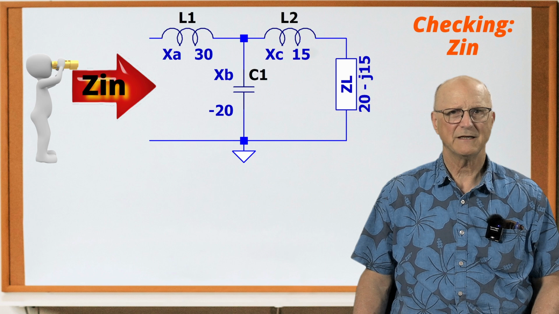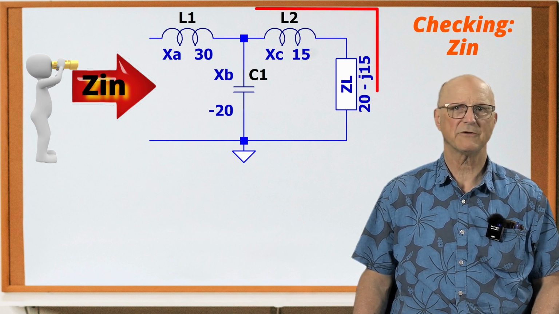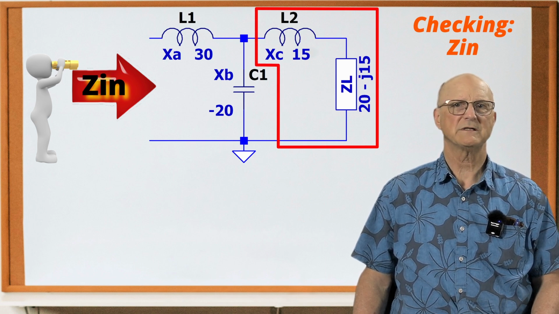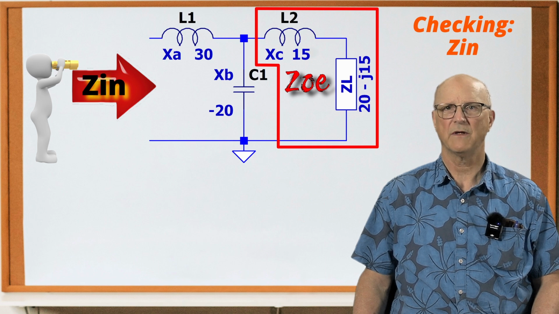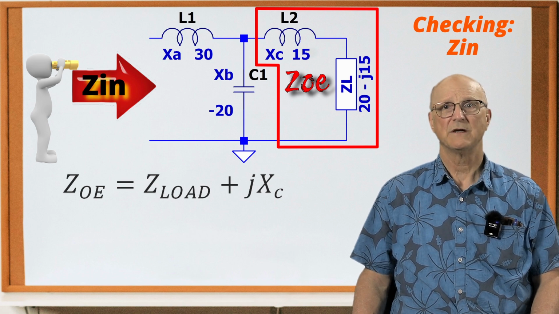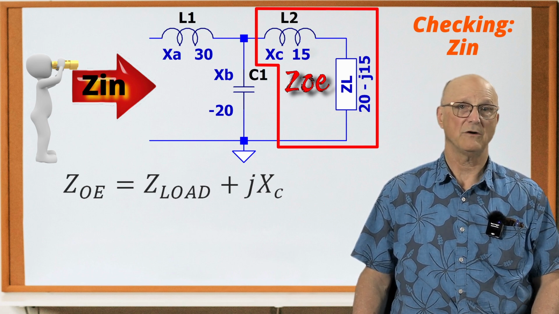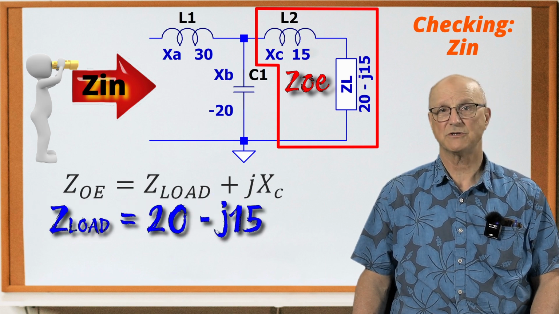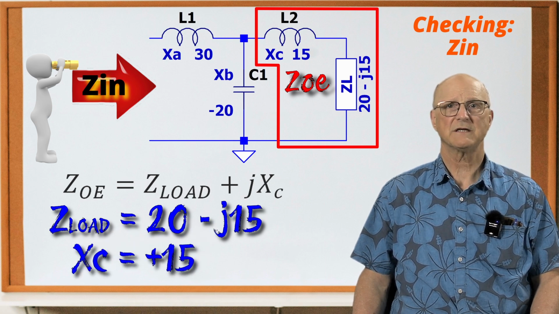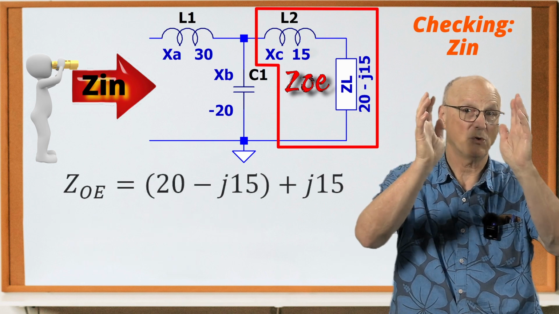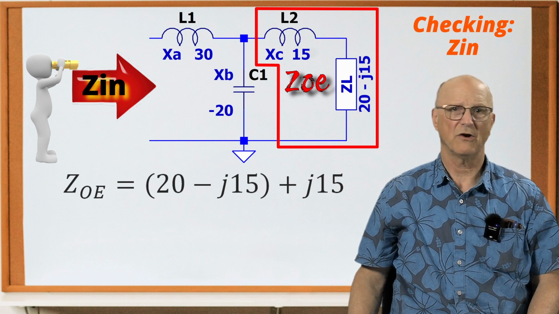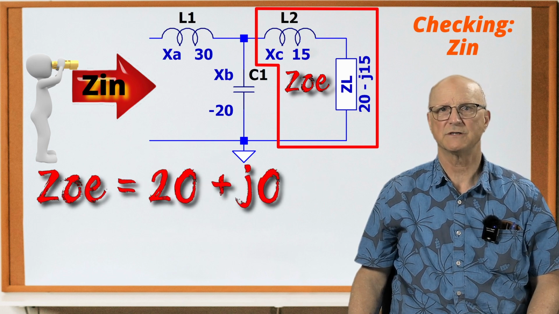The first thing I see is that the load impedance is in series with the reactance of the output inductor L2. I'm going to call this series combination ZOE. So, ZOE is equal to our load impedance plus jXC. And with our load impedance equaling 20 minus j15 and XC equal to a positive 15, this gives us that ZOE is equal to 20 minus j15 plus j15. So ZOE is equal to 20 plus j0.